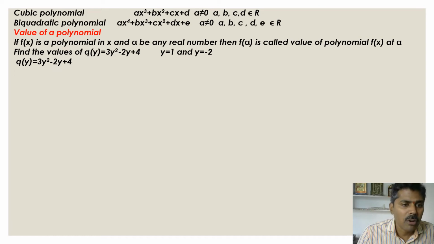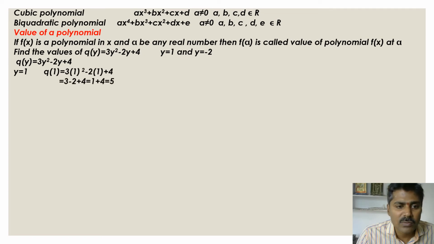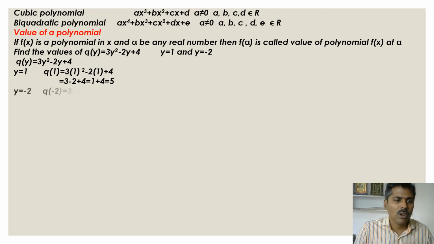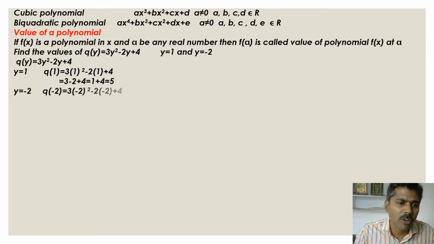So I will take the polynomial and substitute 1 in it. I get 3 into 1 square minus 2 into 1 plus 4, which gives 3 minus 2 plus 4, that is 1 plus 4 equal to 5. So 5 is the value of q of y when y equal to 1. Now when y equal to minus 2, what is the value of the polynomial? Simply substitute minus 2 in place of y. q of minus 2 equal to 3 into minus 2 whole square minus 2 into minus 2 plus 4, which gives 3 into 4 plus 4 plus 4.